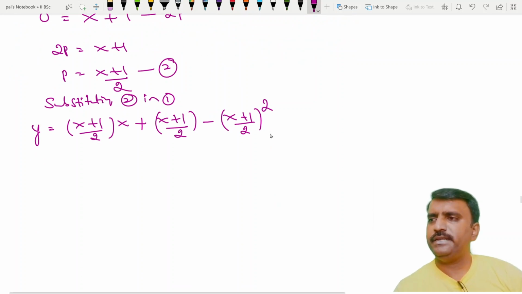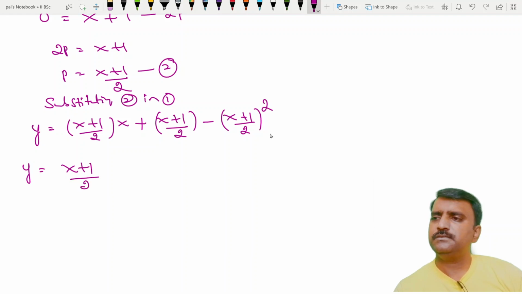So here I am taking this x plus 1 by 2 as a common factor.